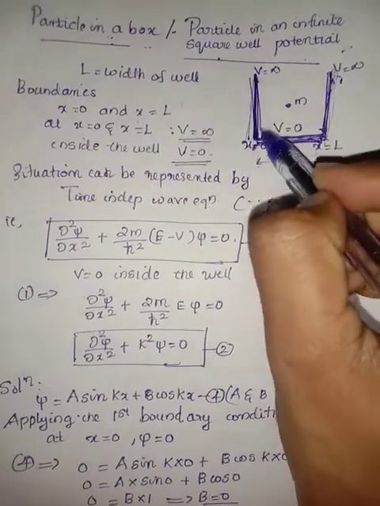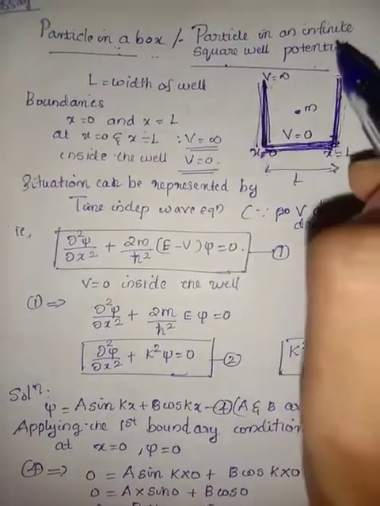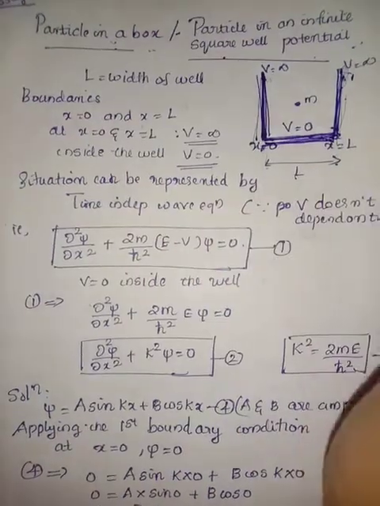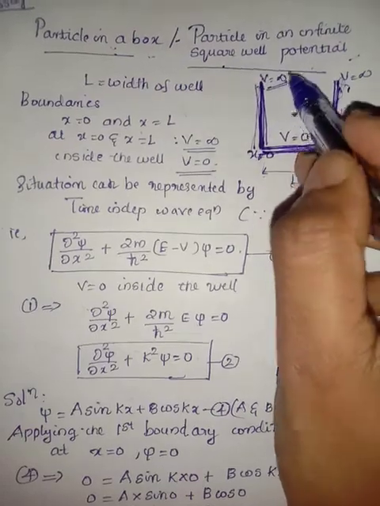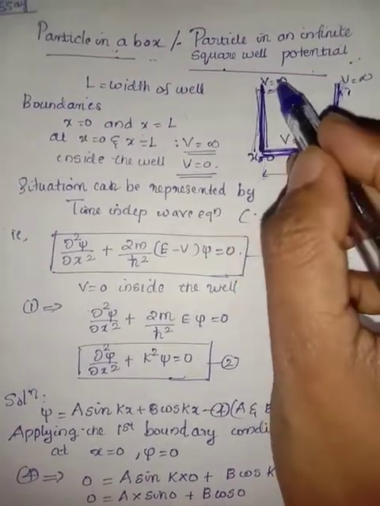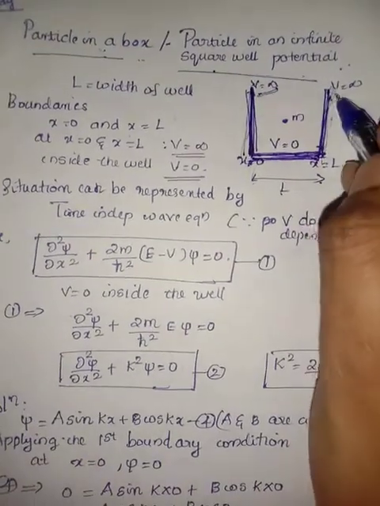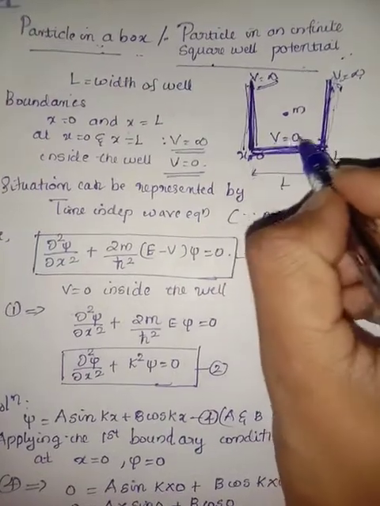These boundaries have infinite height and a finite width. Such a box is known as an infinite square well potential. At the boundaries, what will be the potential? V is equal to infinity because the height is very large. So at x equal to 0, potential will be infinity, and at x equal to L, potential energy will be infinity. Inside the well, potential is equal to 0.